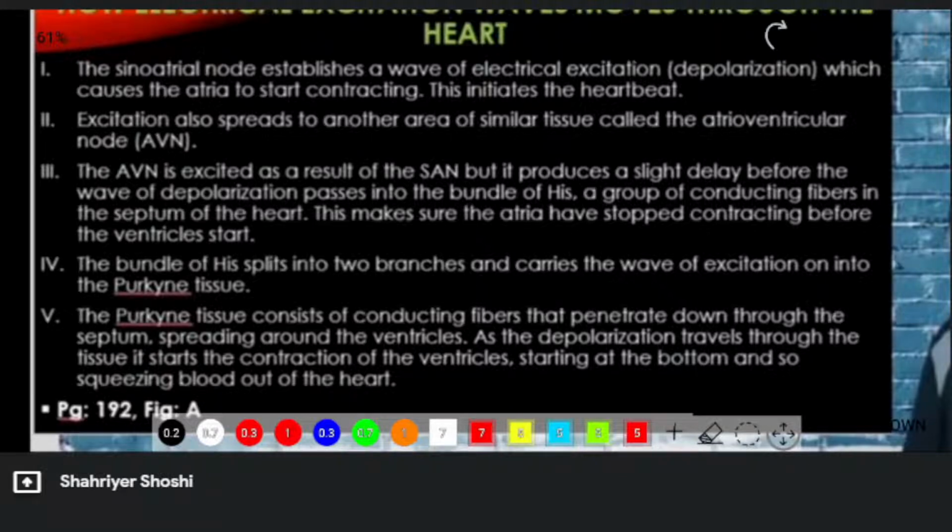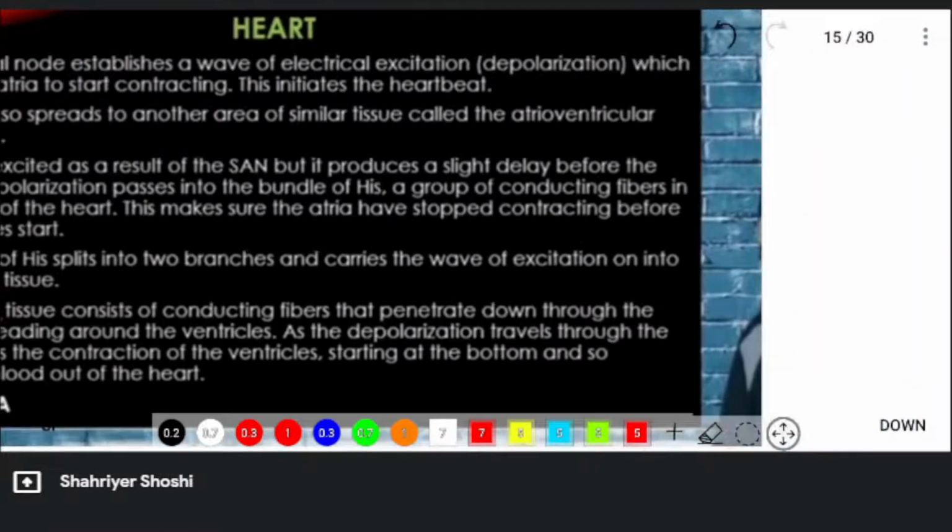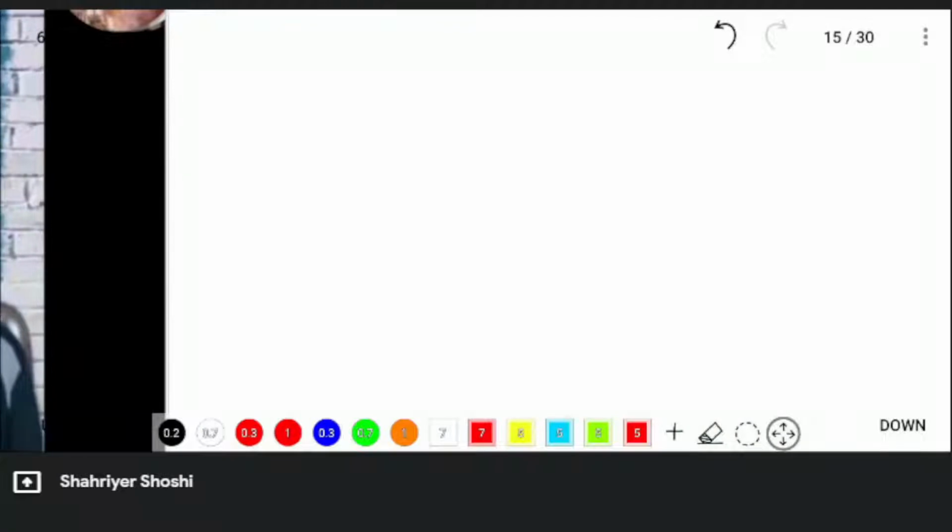The AVN is excited as a result of SAN, but it produces a slightly delayed response before the wave of the depolarization passes into the bundle of His, a group of conducting fibers in the septum of the heart. This makes sure that the atria have stopped contracting before the ventricles start. Now, what is the septum? Is it the thing that separates both sides of the heart? Okay, let's try it this way.